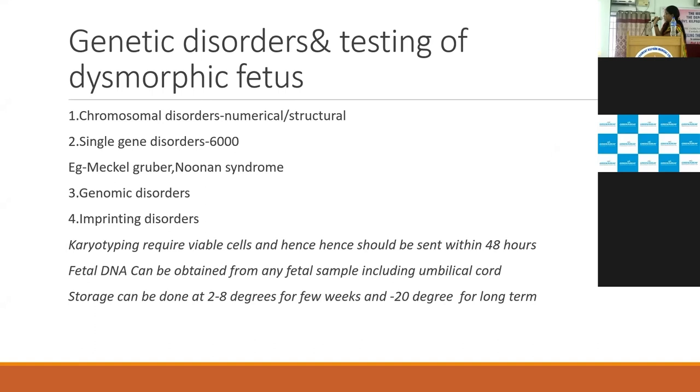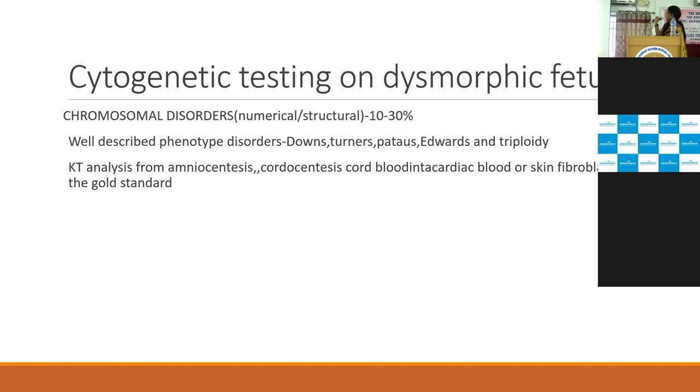Karyotyping requires viable cells, and hence the karyotype sample should be sent within 48 hours of collection. Fetal DNA extraction can be obtained from any fetal sample, including umbilical cord, and storage can be done at 2 to 8 degrees for a few weeks and minus 20 degrees for the long term. Also, we can store this tissue for fetal DNA analysis. But karyotyping has to be done immediately.